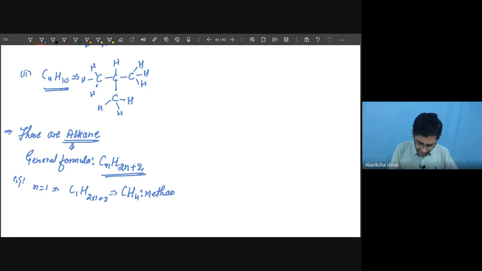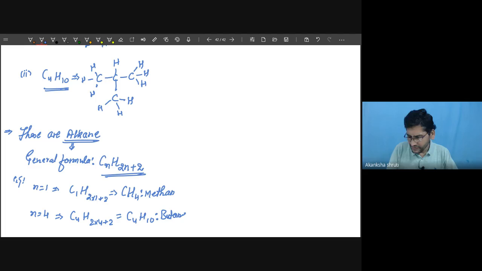You can take any one. You may take n equals 4. What will be the formula? C4H(2 into 4 plus 2). So it becomes C4H, 2 fours are 8 plus 2 is 10. This is butane. It may be isobutane or normal butane. How the nomenclature works, we will see later.